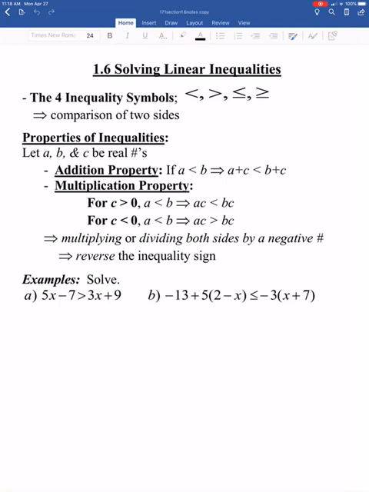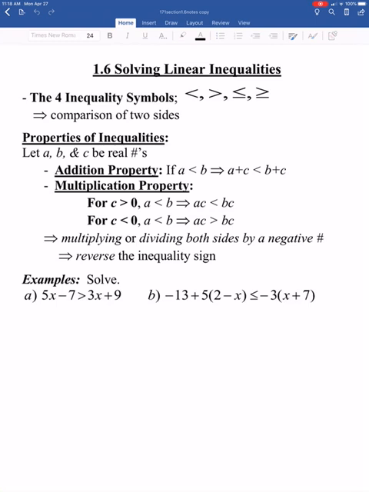With that said, solving linear inequalities is no different than solving a linear equation. We're looking at solving for the unknown variable, trying to get that unknown by itself. We have the addition property of inequalities, which is the same thing as the addition property of equations, in that you can add or subtract any number you want on both sides of an inequality, and it will not affect the inequality.